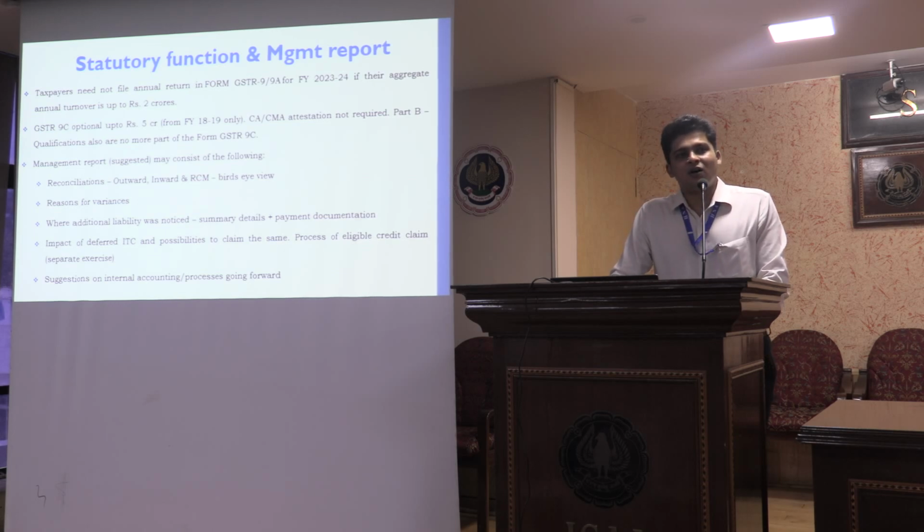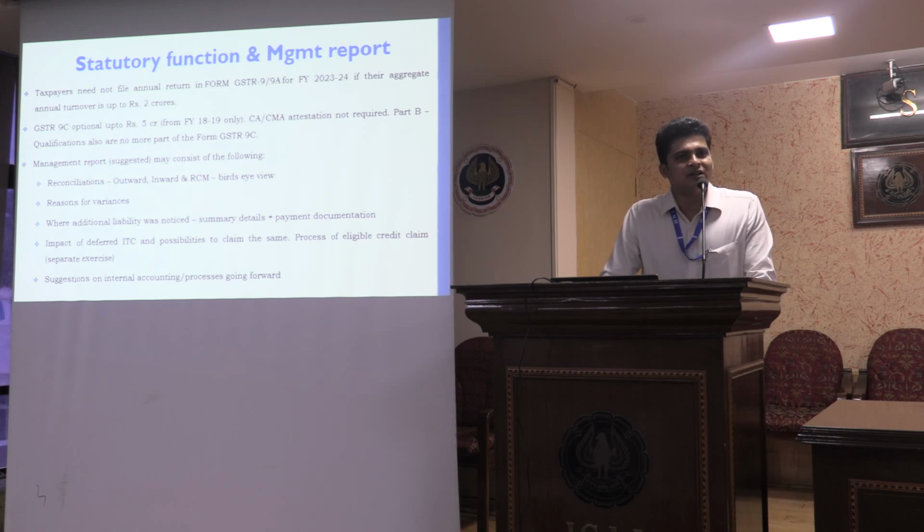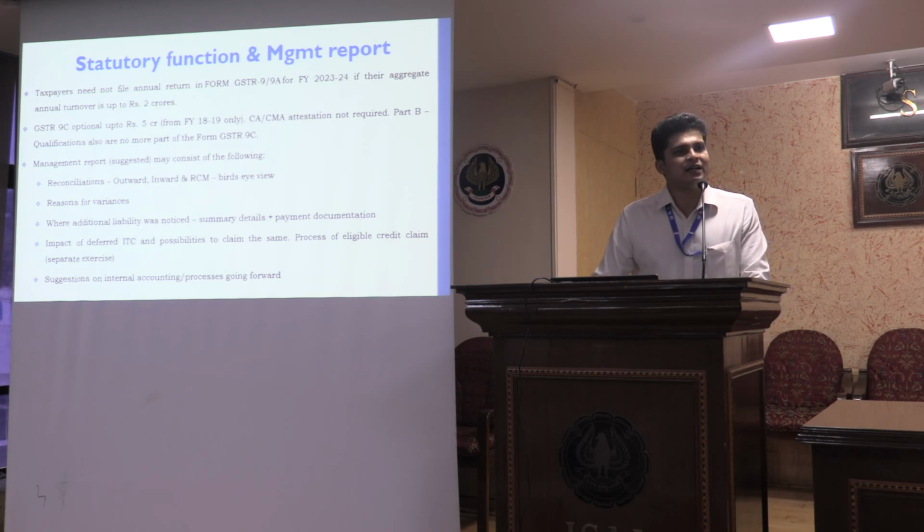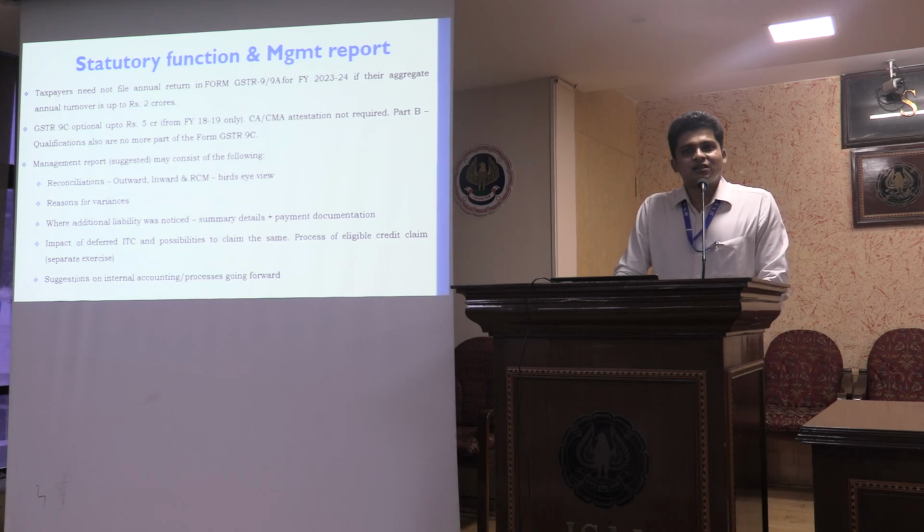Can you explain all your GSTR 9 and 9C for 2017-18 and 2018-19 without having a comprehensive working file? So this working file which we have mentioned, what all it must contain, is made into the form of a report where you get all the reconciliations which are listed: outward, inward, RCM. Other than this, I have given a very separate reason for variance.